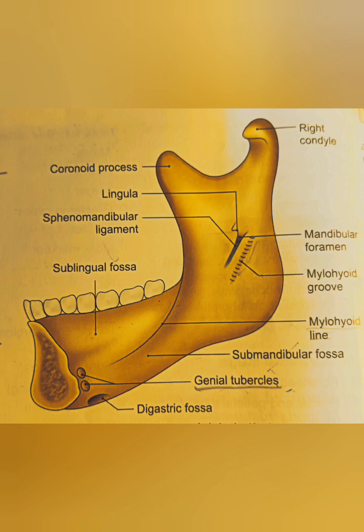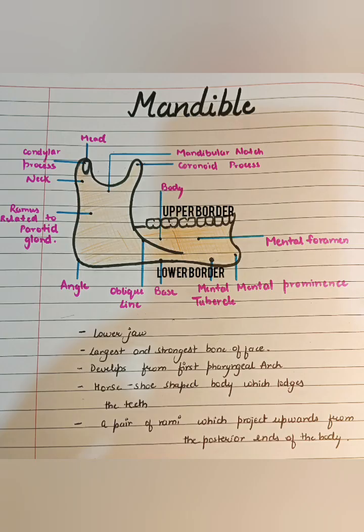There is also a marking which is called the digastric fossa. Near the midline, the base shows an oval depression which is called a digastric fossa. The body of the mandible, which is a horseshoe-shaped structure, consists of two borders: the upper border, which is the alveolar border, which bears the sockets for the teeth, and the lower border of the mandible, which is also called the base.